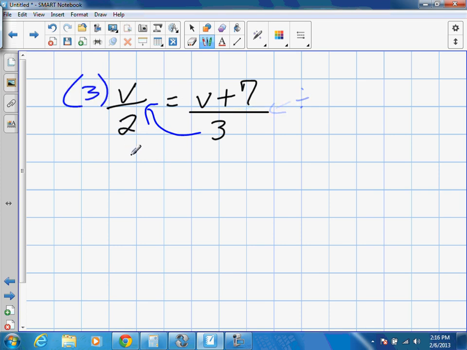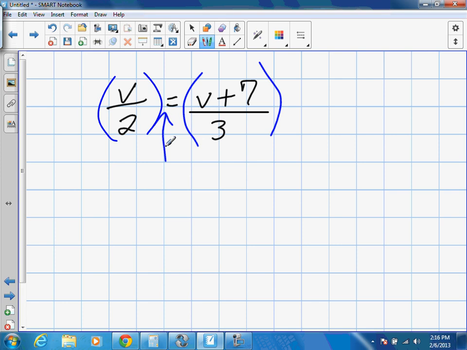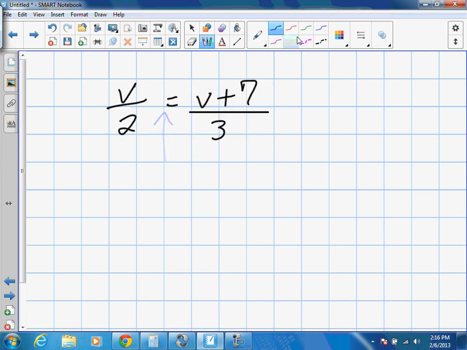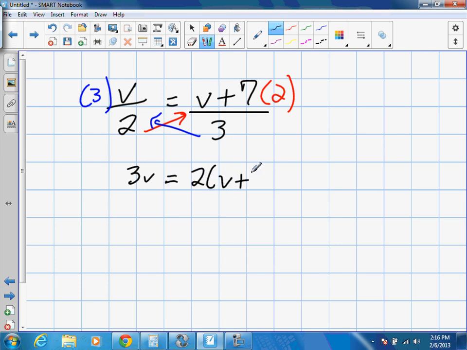So, what I want you guys to recognize is, I want you to see these as fractions that are equivalent. And a fast way of simplifying fractions that are equivalent is called cross-multiplying. Okay? So this is where we can use that cross-multiplying, bringing the 2 to the top of the other equation, and bringing the 3 to the top of the other equation. When we do this, we'll be left with 3v is equal to, and this is 2 times v plus 7. We'll have to use distributive property here. 3v will give us 2v plus 14.